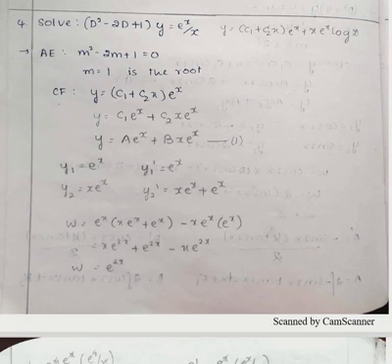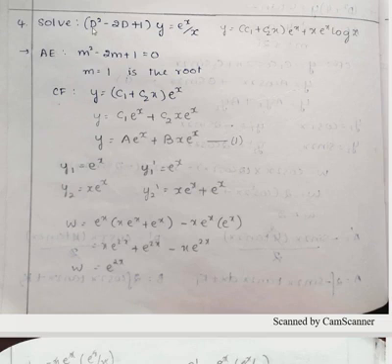Hello dear students, in my previous video we discussed problems on the method of variation of parameters. Here is the next problem: solve (D² − 2D + 1) y = e^x / x.